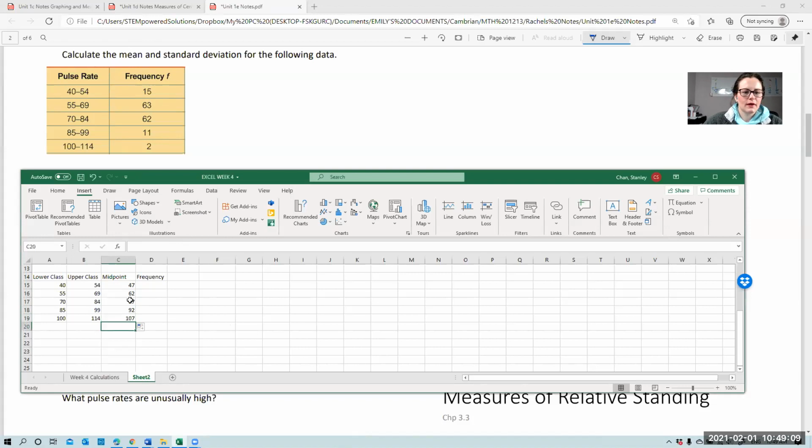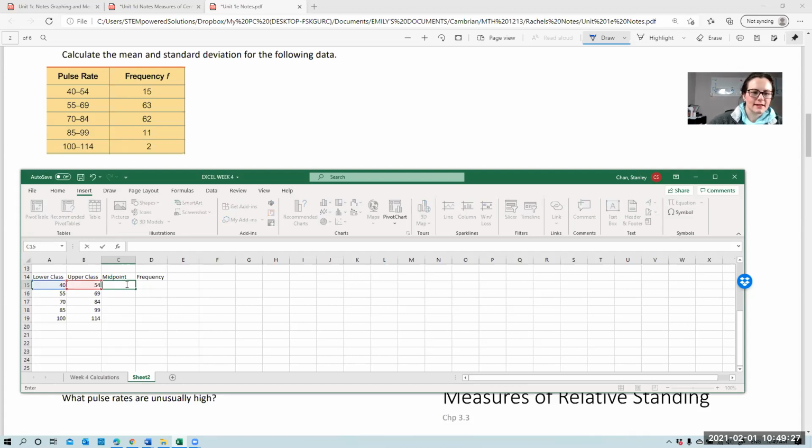Okay, so the way I calculated my midpoint is, I'm going to add my lower class to my upper class, and then I'm going to divide by 2.